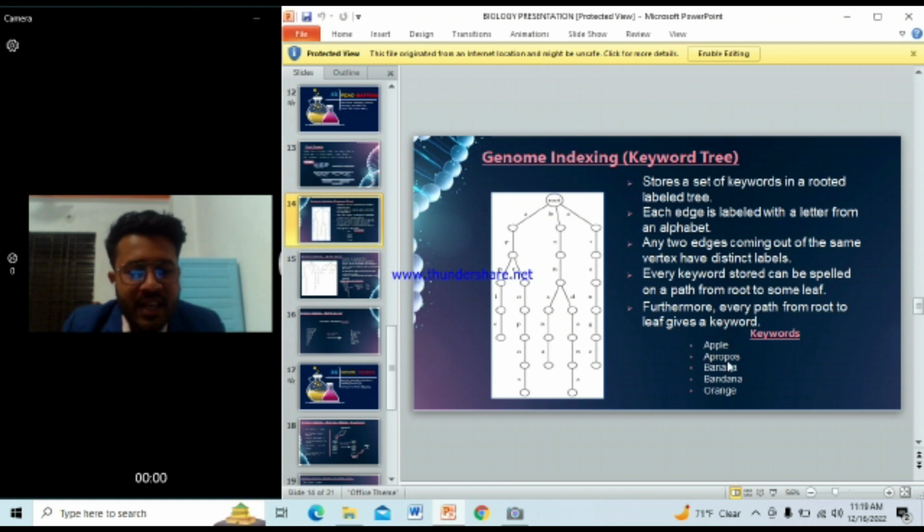Here we can see apple, approves, banana, bandana, orange. Here we can see the root and the leaf is apple. Here we can see AP are similar, so that the rest are different. So there is a sub leaf here from the ROPAOS. Then the next one is banana.